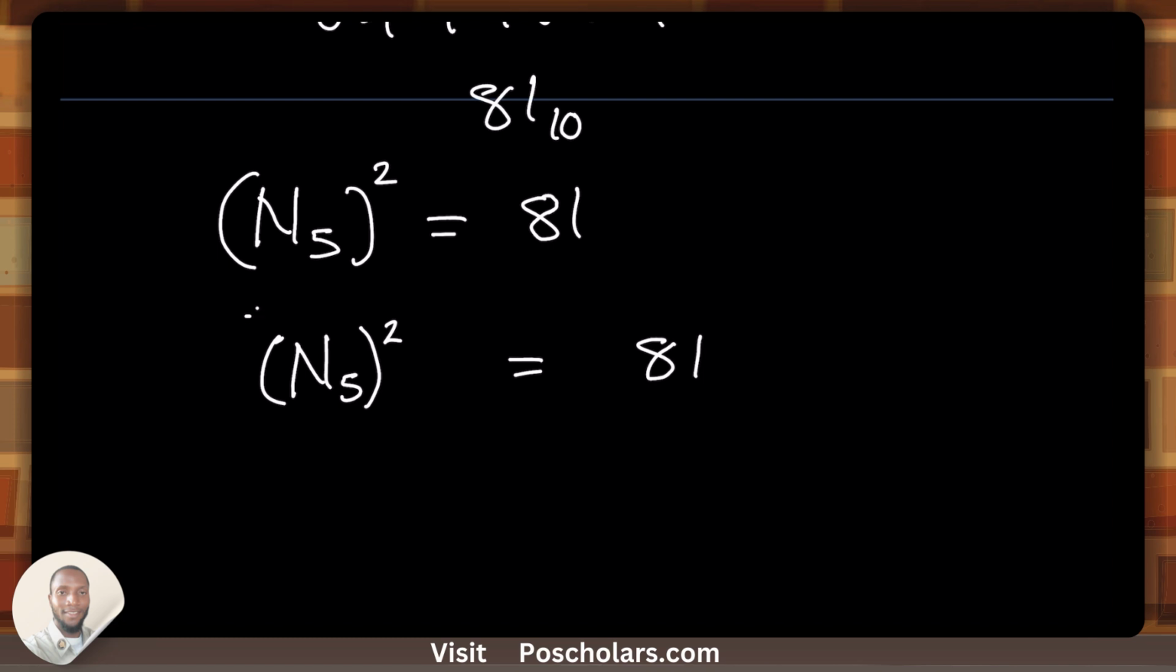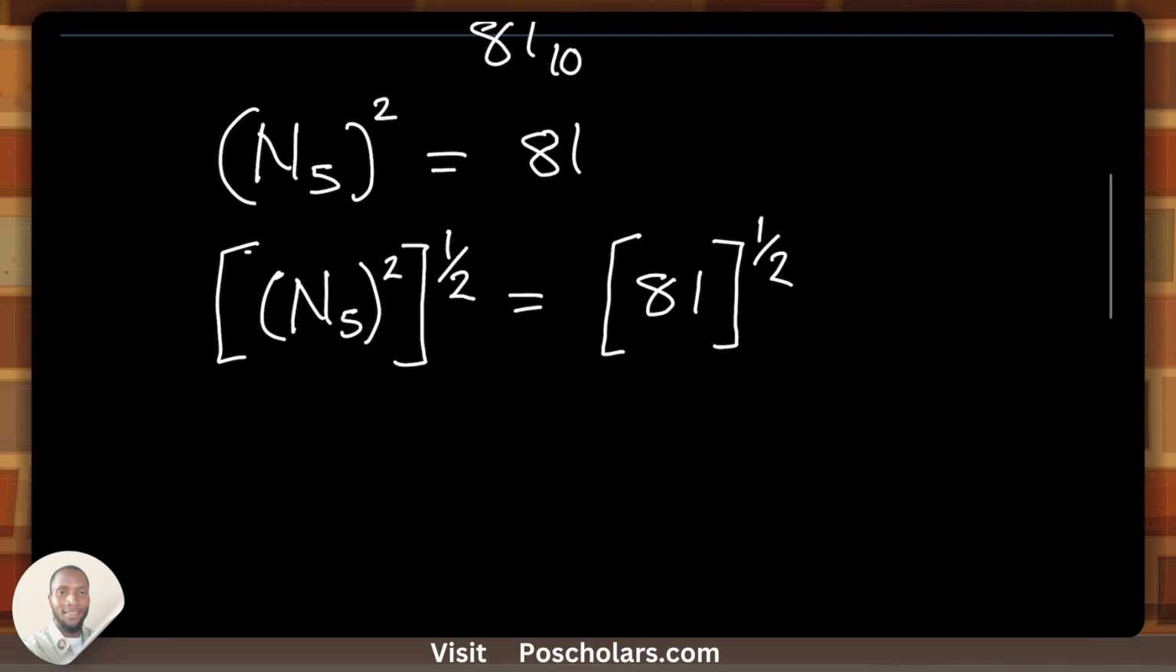You'll see the reason why I'm doing that. Multiply the left hand side by the power of 1 over 2 and multiply the right hand side by the power of 1 over 2, right? Now if you observe this closely, this is 2 times 1 over 2, which simply gives you 1 because 2 cancels 2. We have gotten rid of the square, so what's left on the left hand side is just n base 5.